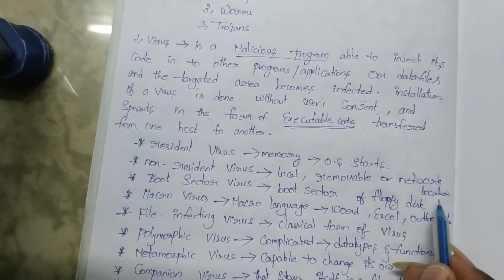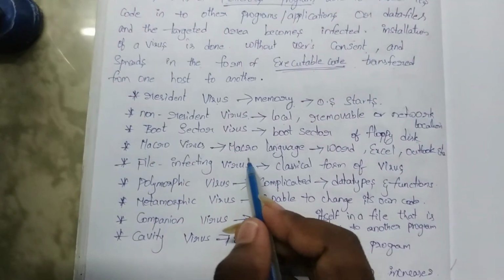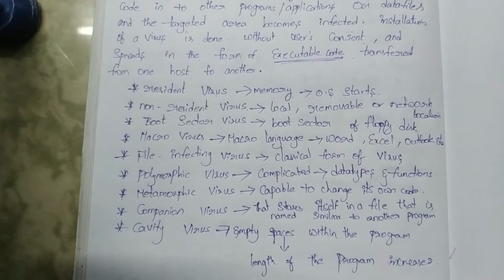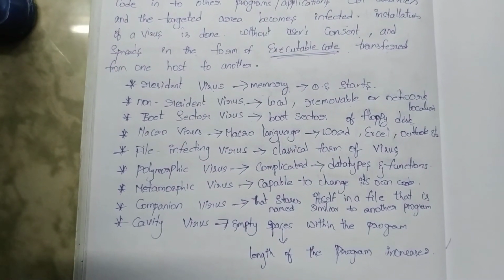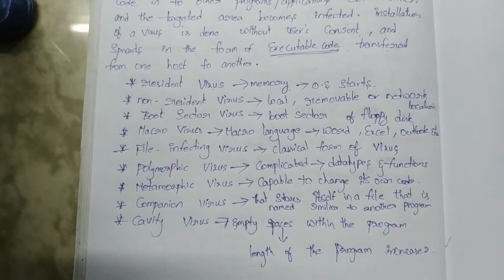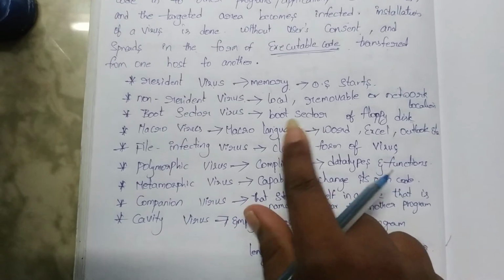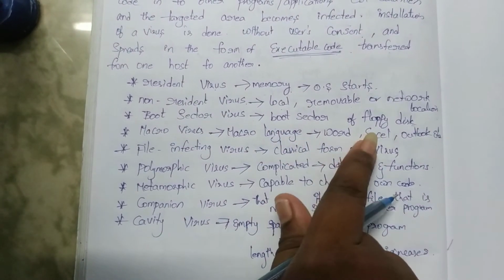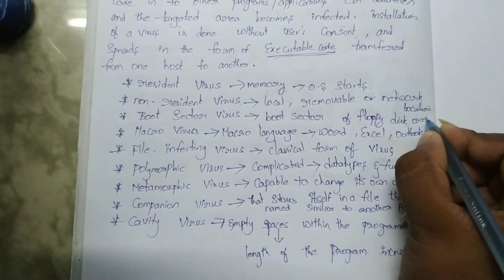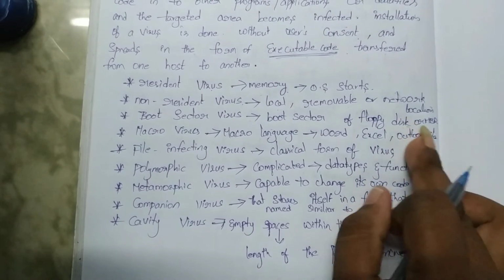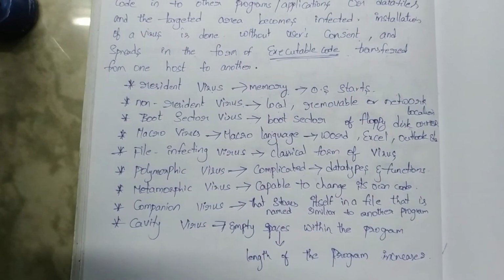The third one is boot sector virus. A boot sector virus is a type of virus that infects the boot sector of a floppy disk. We call it MBR, master boot record. The fourth one is macro virus.